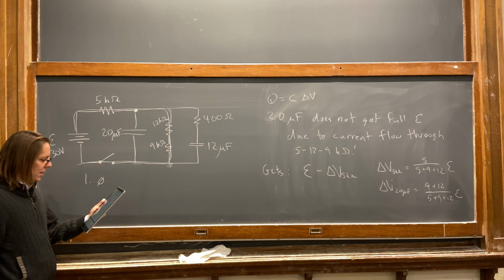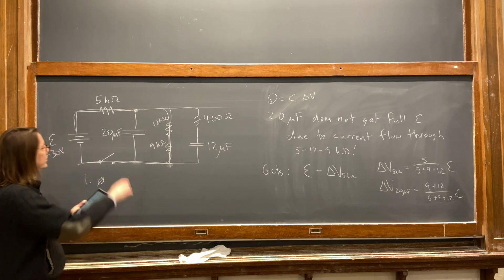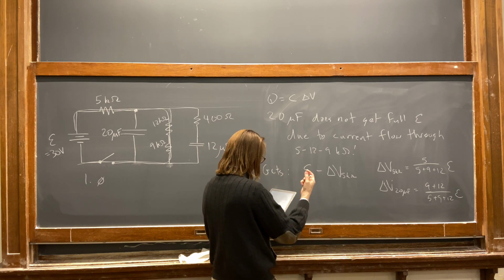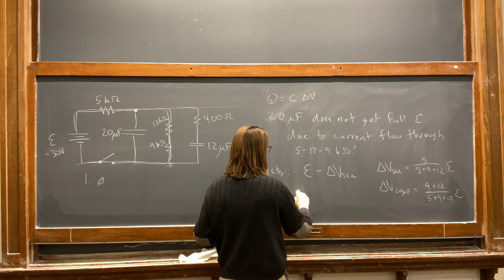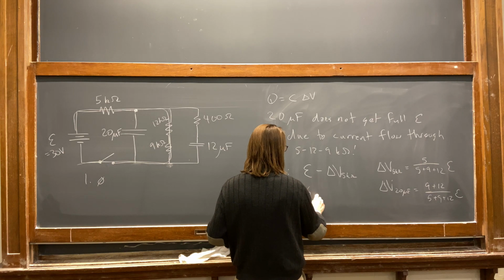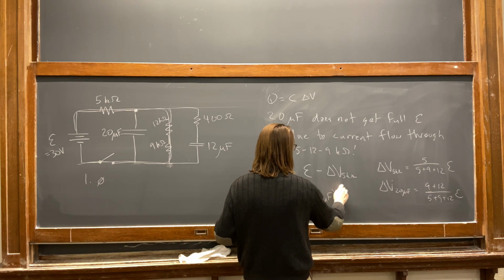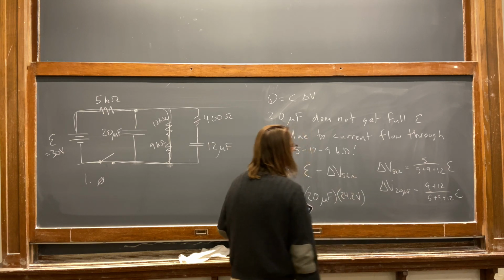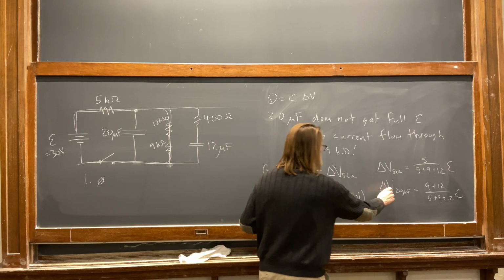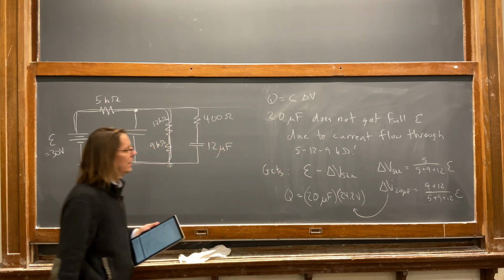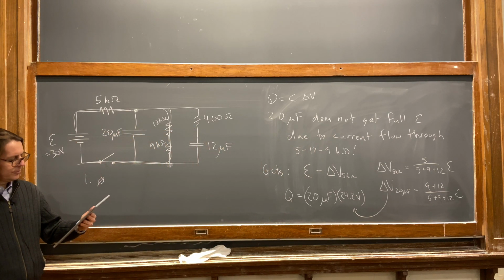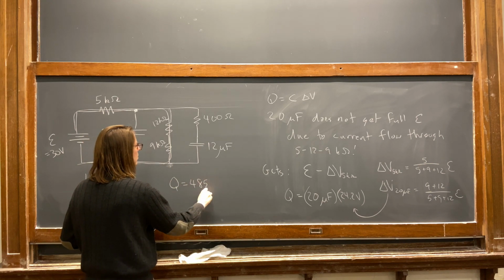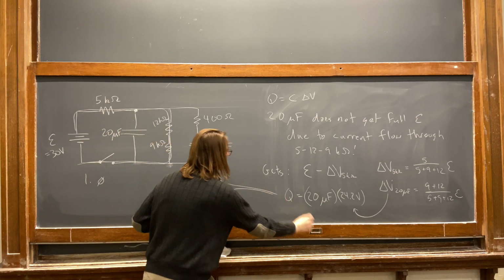Okay. Once you do all that, you're going to get that the voltage across the capacitor is 24.3 or 24.2 volts about. So therefore, the charge is the capacitance, 20 microfarads, times 24.2 delta V across the 20 right there. And then you'll have the charge, which comes out to 485 microcoulombs.